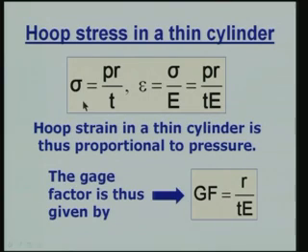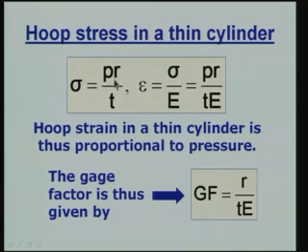The hoop stress sigma is equal to P into R divided by T, where P is the internal pressure, or actually the pressure difference between the inside and outside, or the gauge pressure, and R is the radius of the tube and T is the thickness. This is for a thin cylinder.